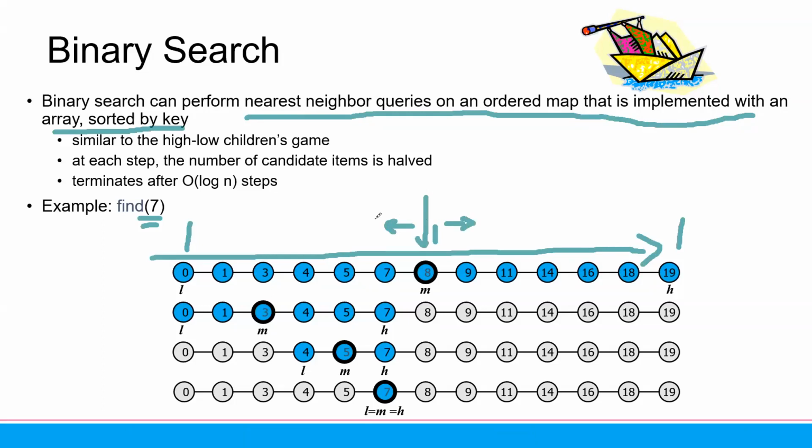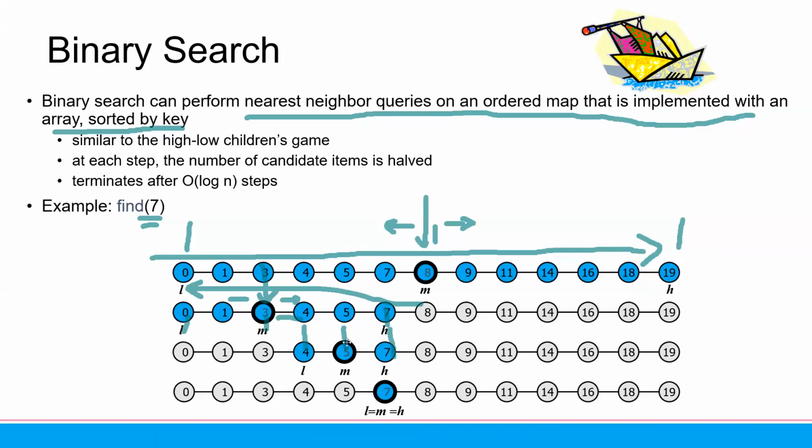If 7 is less than the middle, then we go only to the left. And then we check the new low, the new middle, and the new high. Again, we check 7: is it equal to the mid, lower than mid, or higher than the mid? You know, it is higher. So we have the new L, the new M, and the H is the same.